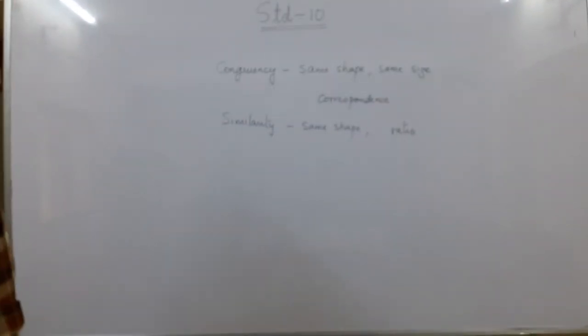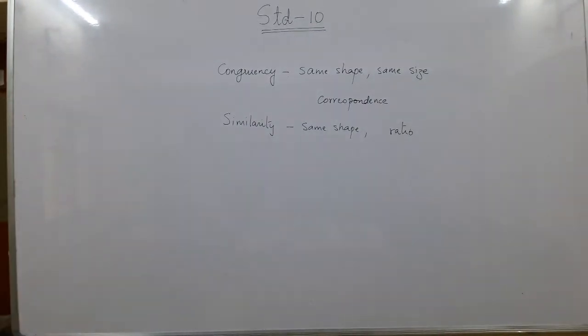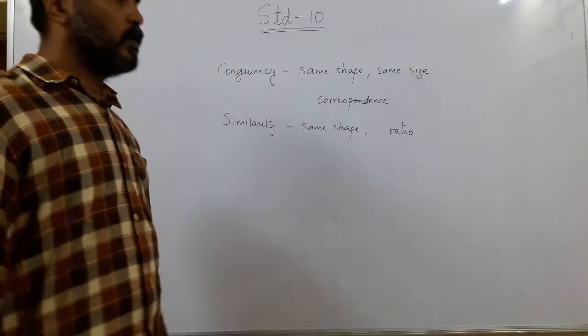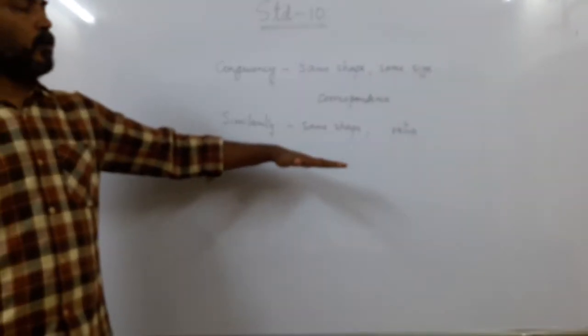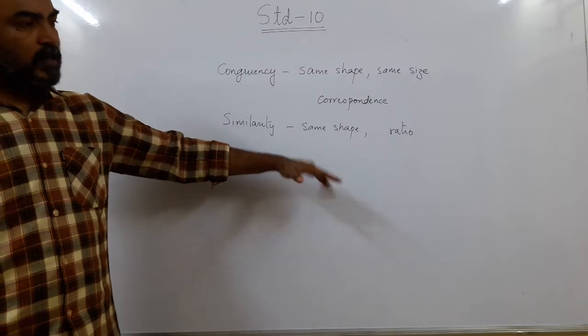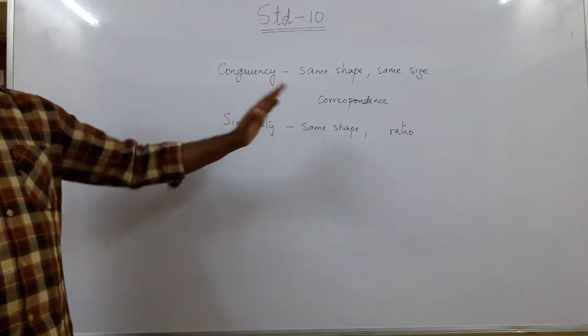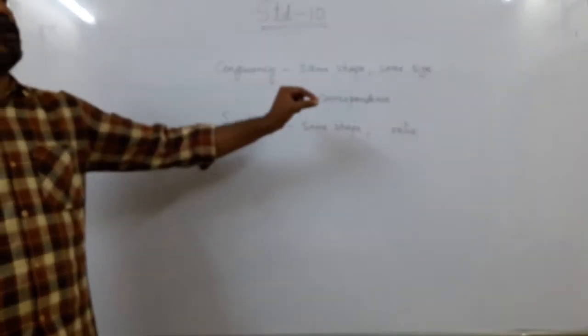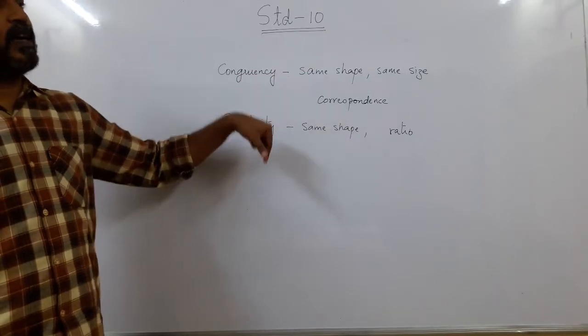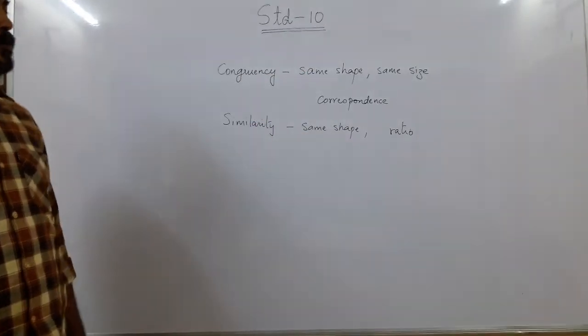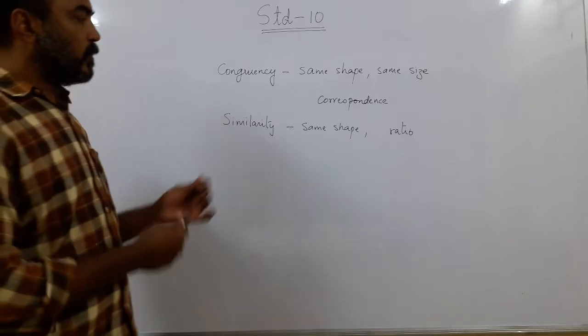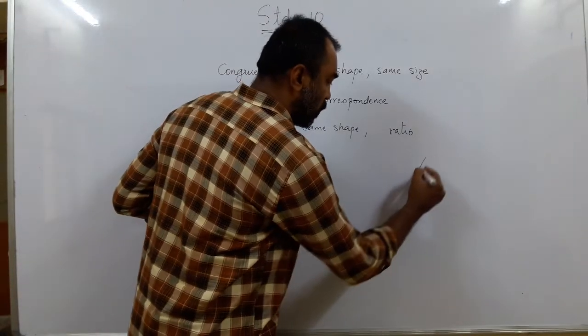Then we did the theorem. I hope you remember the theorem. What was the theorem? When a line drawn parallel to one side of a triangle intersects the other two sides in two distinct points, then it divides the sides into equal ratios. The theorem was something like that, and we did all the forms also.